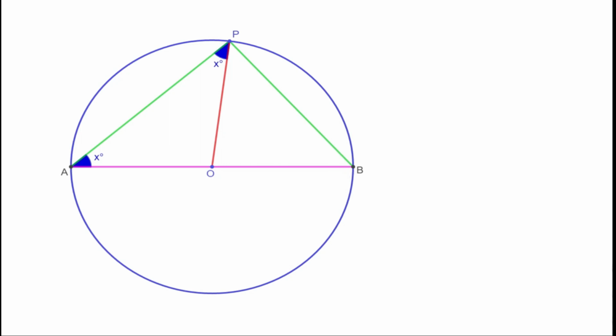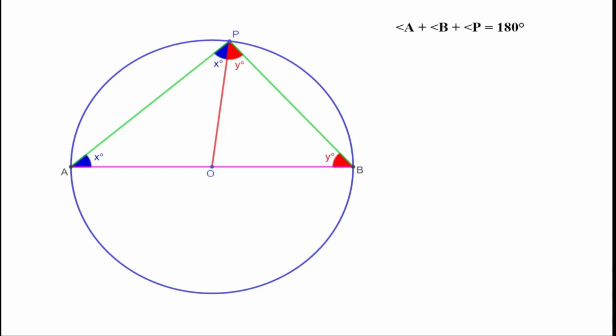Suppose angle B is y degree, then what is this angle? That is also y degree, because they are angles opposite to equal sides. Now let us look at our large triangle ABP. We know sum of the three angles of any triangle is 180 degree. Therefore, angle A plus angle B plus angle P equal to 180 degree. What is angle A? That is x degree. What is angle B? That is y degree. What is angle P? That is x plus y degree.